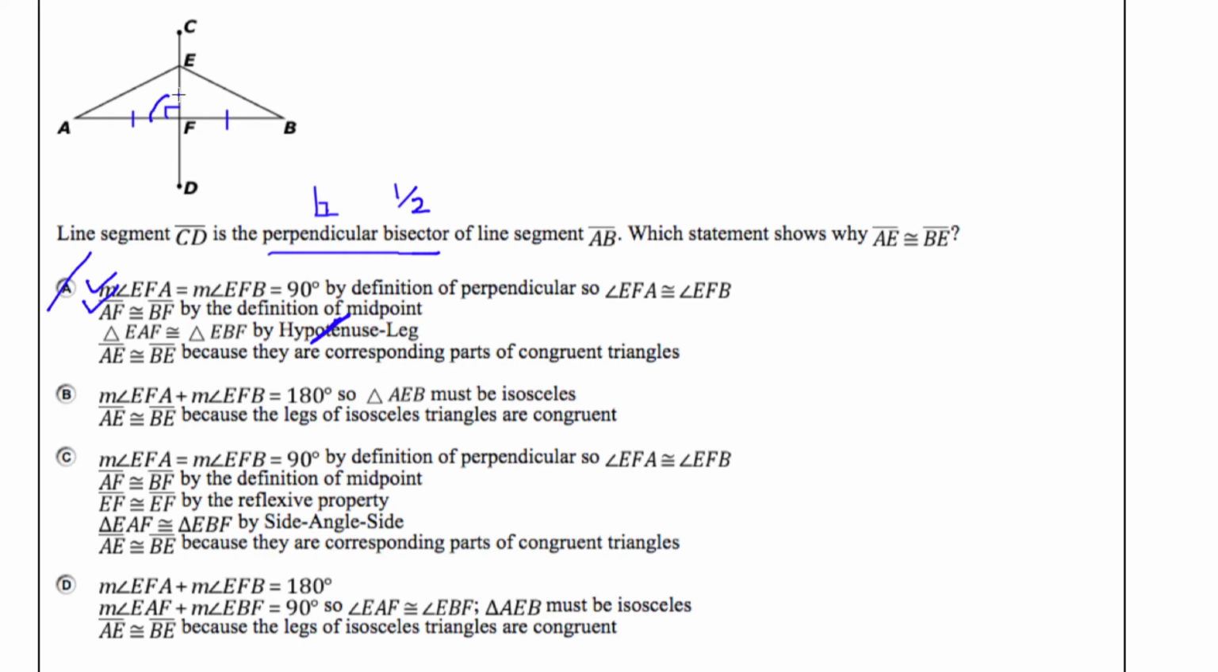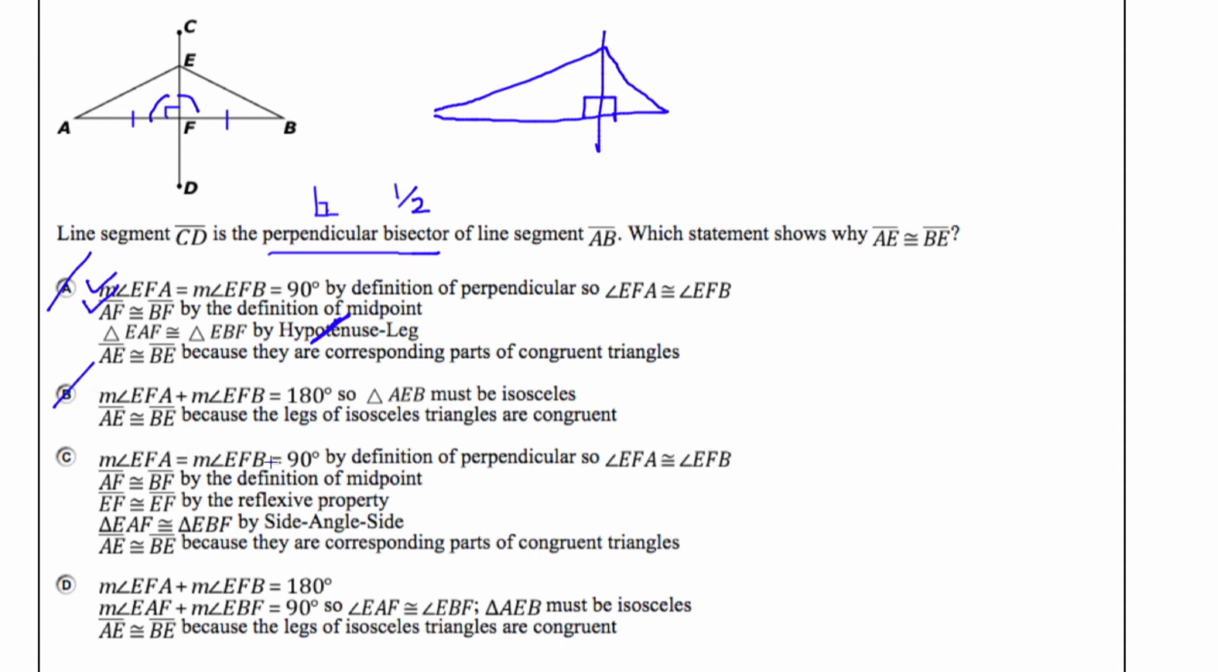EFA and EFB, so this angle and this angle add up to 180 degrees. I agree. So AEB must be isosceles. Oh my god, no. That does not work. Okay, so I'll show you why. What if my diagram looked like this? Okay, I think we can all agree that this is not isosceles. But yet this angle and this angle still add up to 180 degrees. Just because those two add up to 180 degrees does not mean I have an isosceles triangle. No.